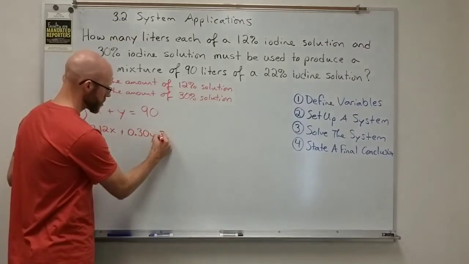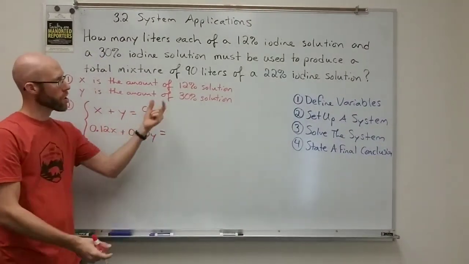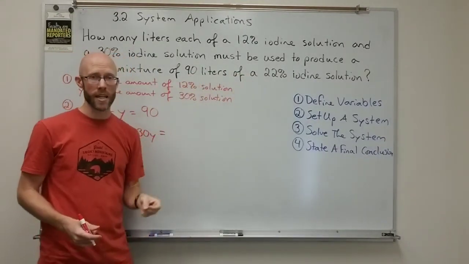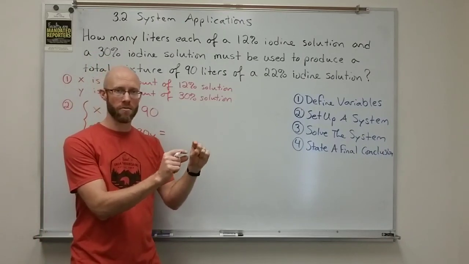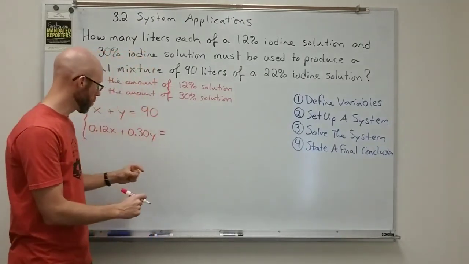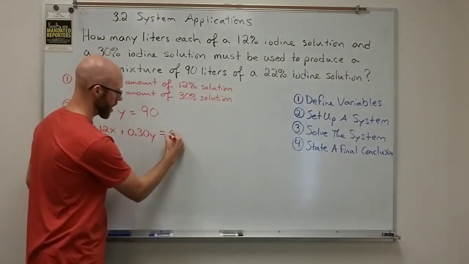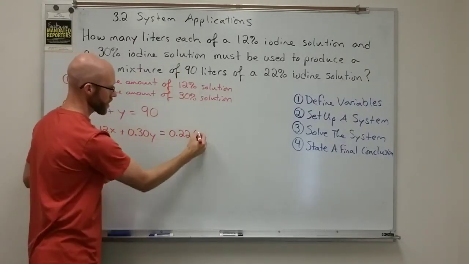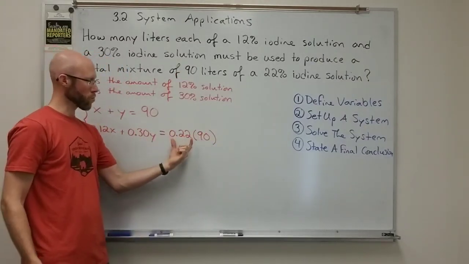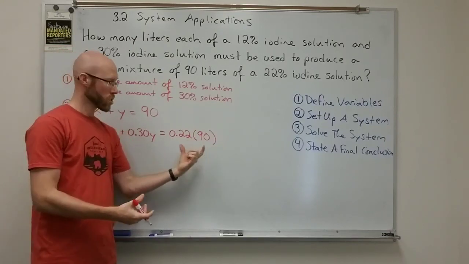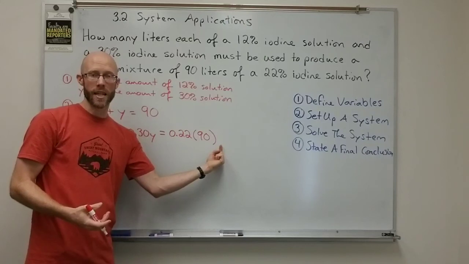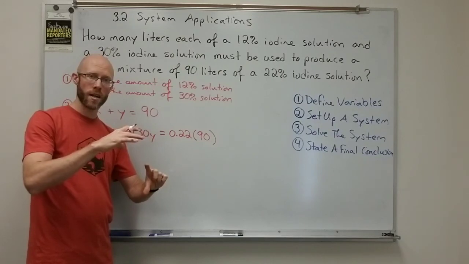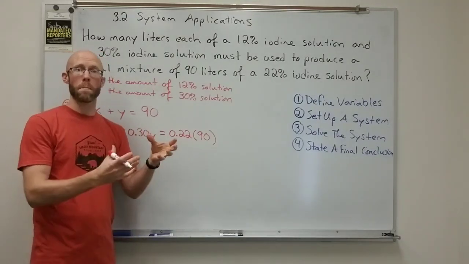Together, these two amounts of iodine must equal 22% of a 90-liter solution. So whatever 22% of 90 is, that's the total amount of iodine in that final solution. To figure that out, I just need to multiply the percentage, 0.22, that's 22%, times the 90. You must multiply the rate by the total amount to get the amount of iodine in that solution. So you get 90 liters of solution, 22% of that is iodine. When you multiply those together, you get the actual amount of iodine.